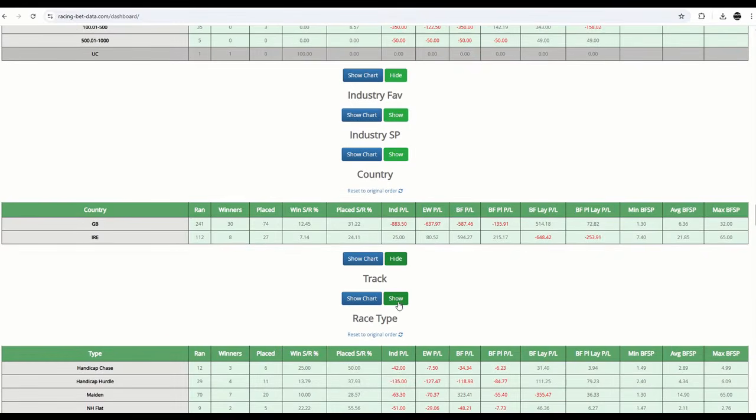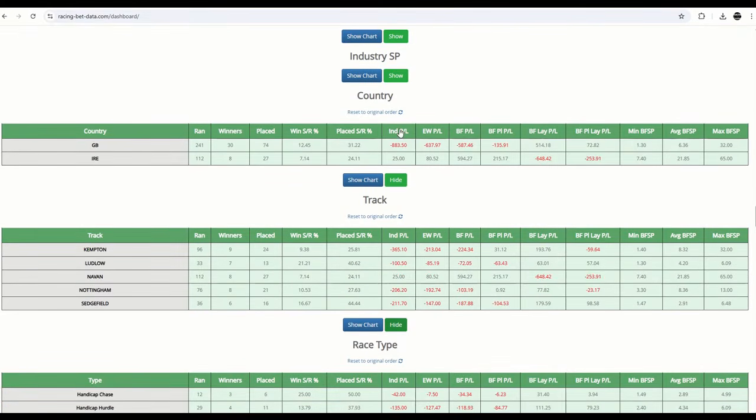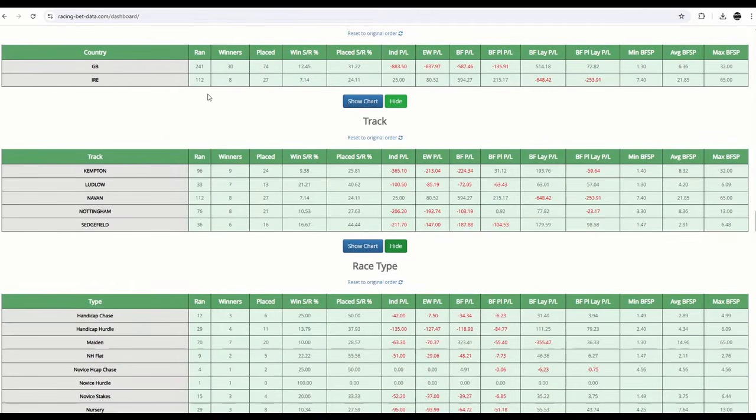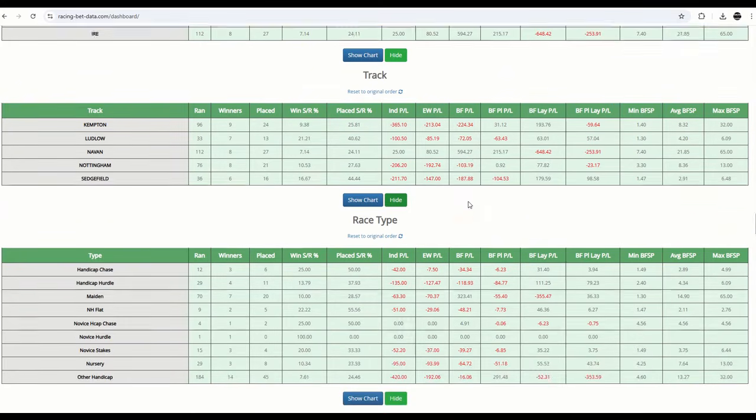Okay. Let's open up country. Let's open up track. So these are, again, pretty self-explanatory. You can see from yesterday's racing what country the races occurred in and which tracks those races occurred in. And you can see, obviously, the profit. So if you backed all horses at Navan, you would have ended up turning a profit. So probably a lot of outsiders won at Navan.